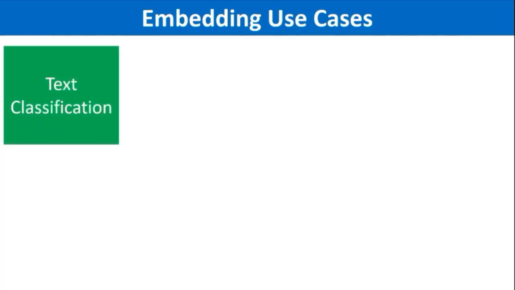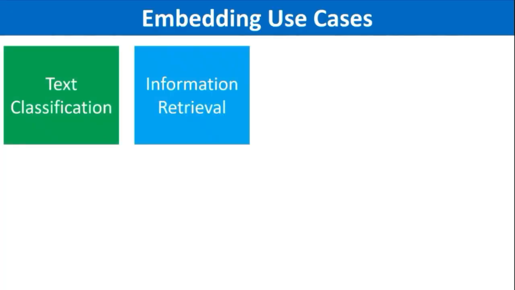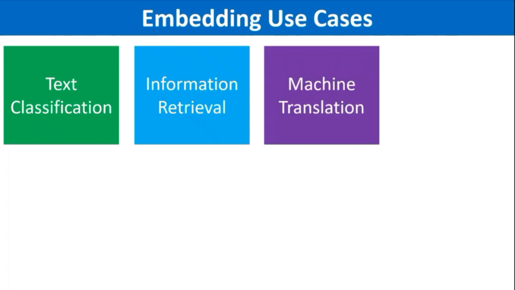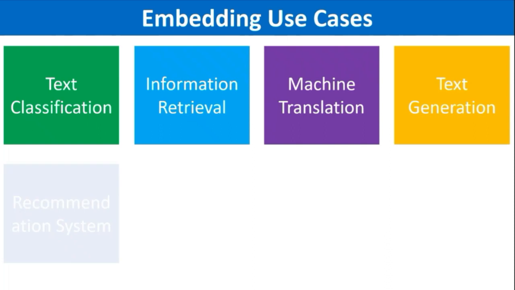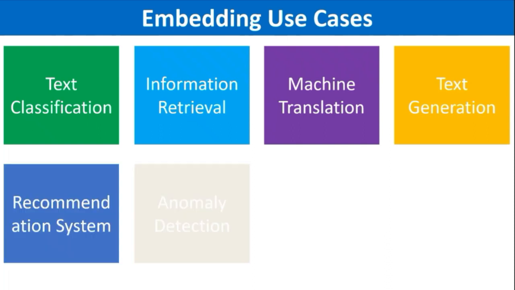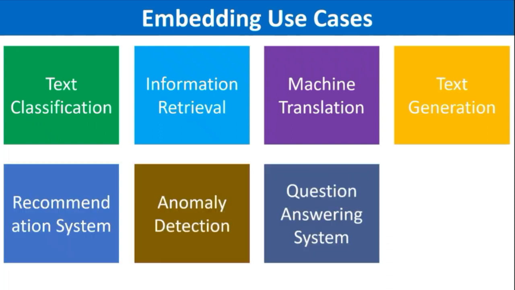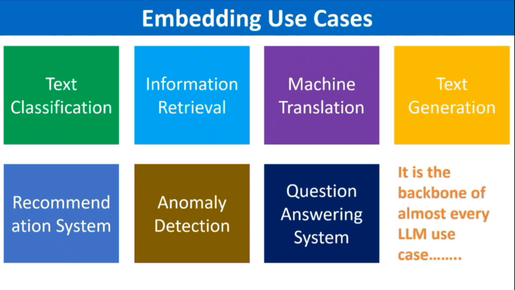Embeddings are used in text classification, information retrieval, machine translation, text generation, recommendation system, anomaly detection, question answering system, and many more, because it is the backbone of almost every natural language processing or large language model use case.